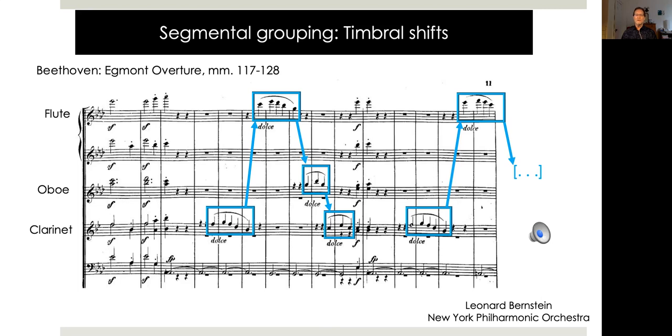Note that this timbral shift here occupies a foreground position. Just listen to that one.